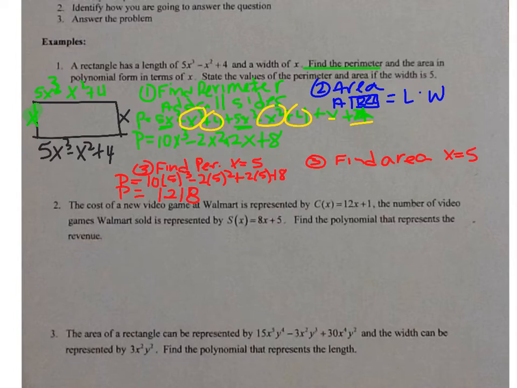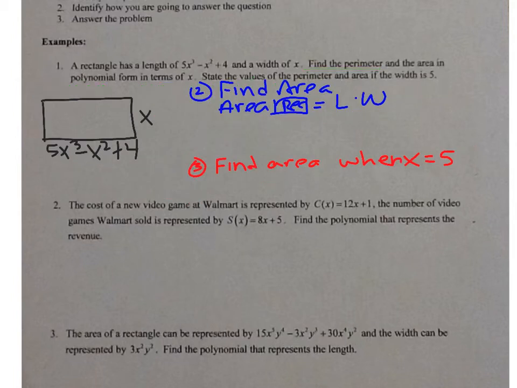All right, so let's do the area. So I'm just going to get rid of some of this stuff here. Okay, so remember, in order to find the area of a rectangle, we do length times width. So we're going to do x times 5x to the third minus x squared plus 4, length times width. So all we do is just distribute the x.